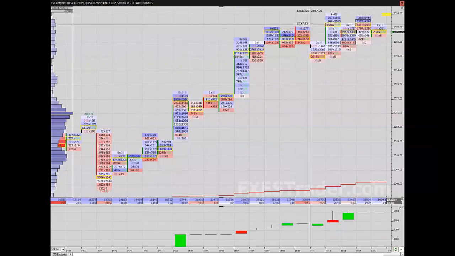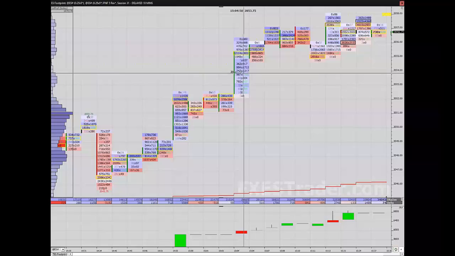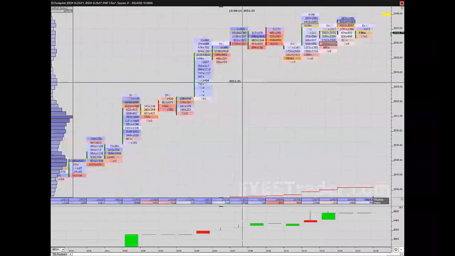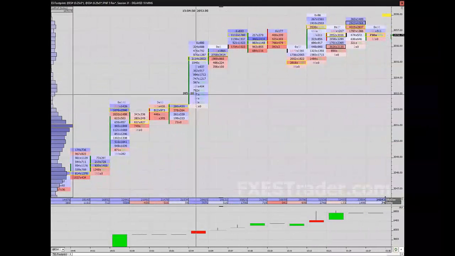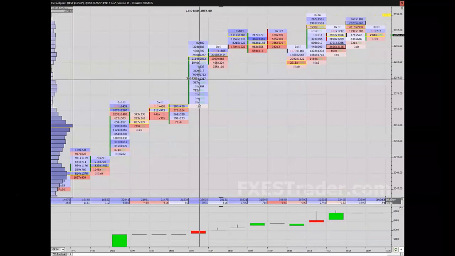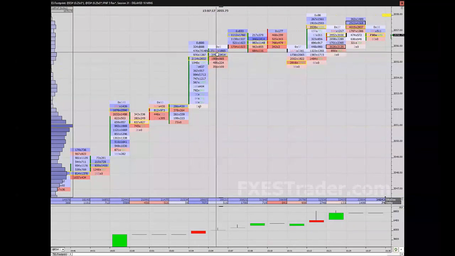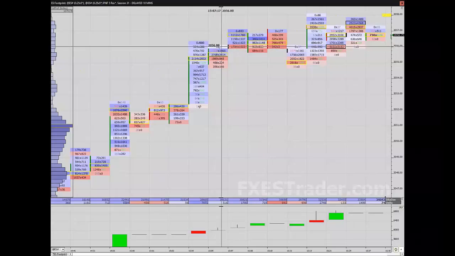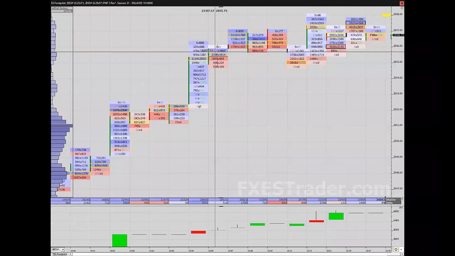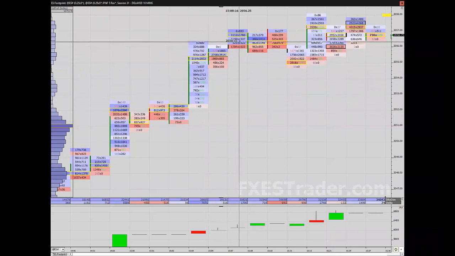The different colors at the top, like for instance, if you can see it, let me scroll in a little bit for you. The green versus the red, that's the order imbalance algo taking place. It's showing where there is more than a 4-to-1 imbalance at either up or down.